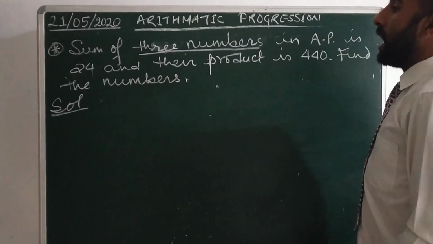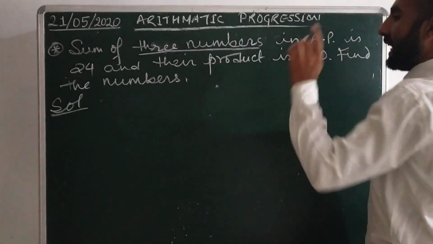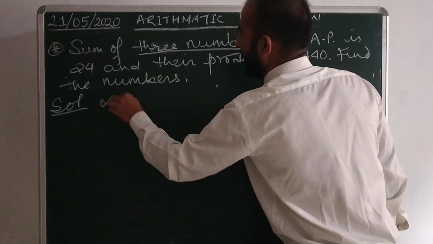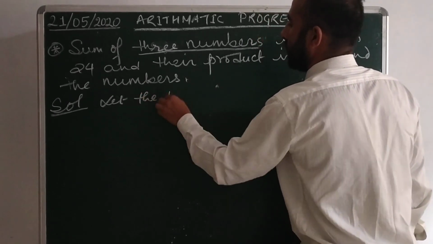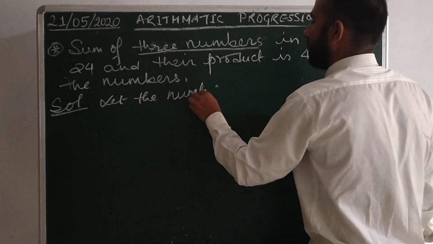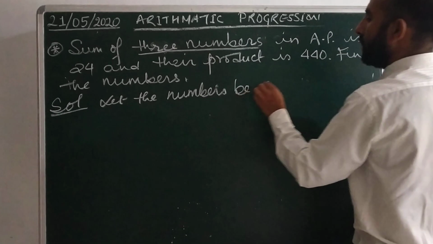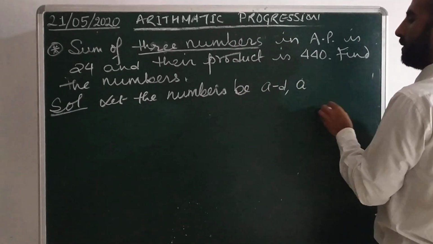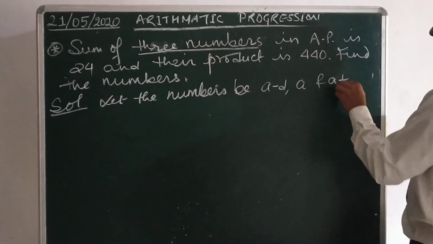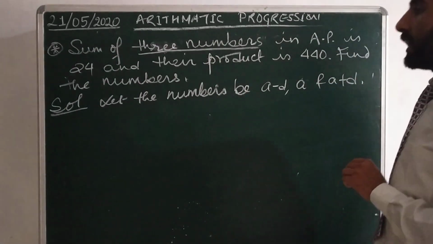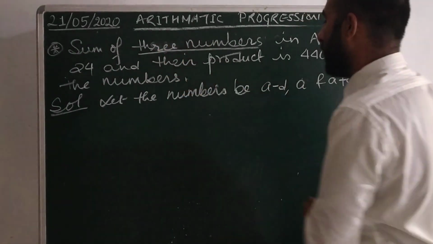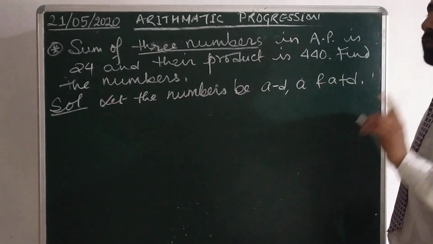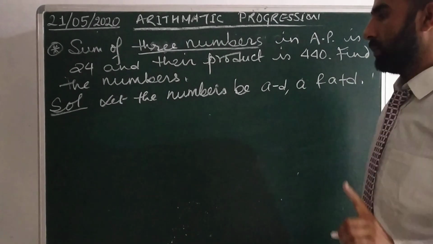So see, if 3 numbers are given in AP, then we always take the numbers as A minus D, A and A plus D. Always take, if 3 numbers are given in AP, the numbers as A minus D, A and A plus D. It will be very easy for you to solve the question.